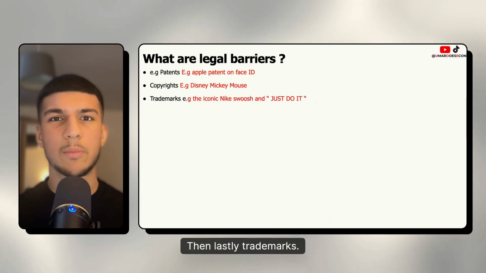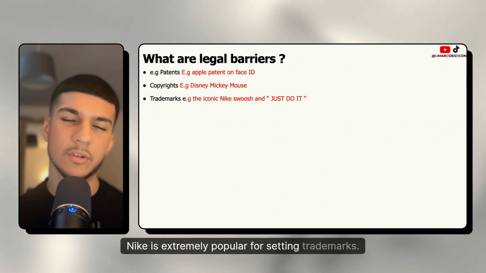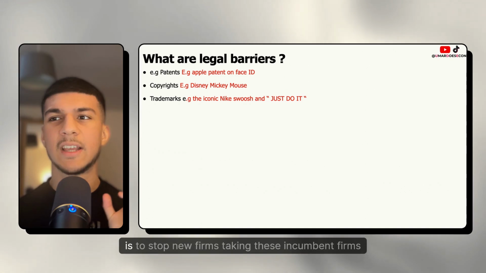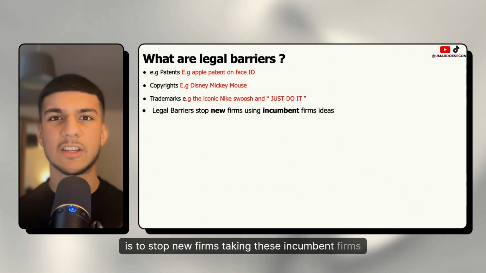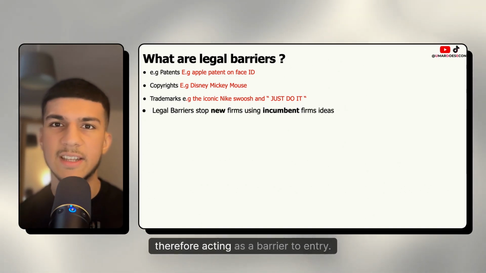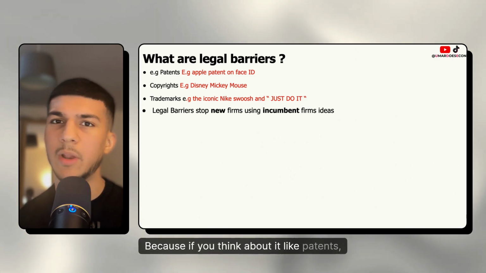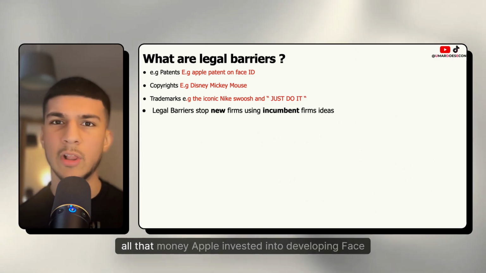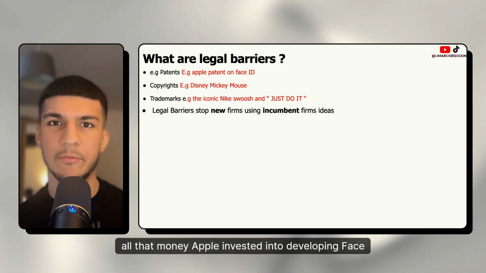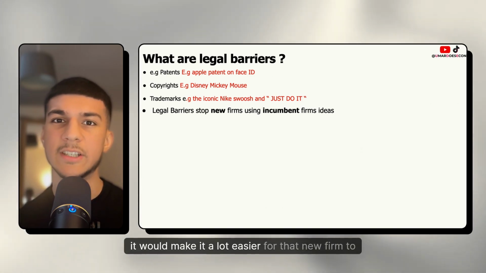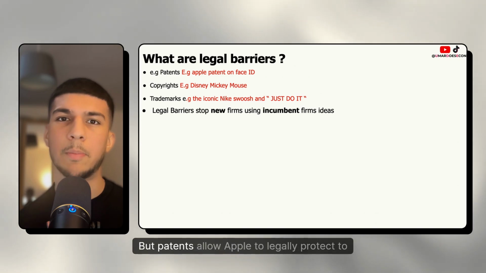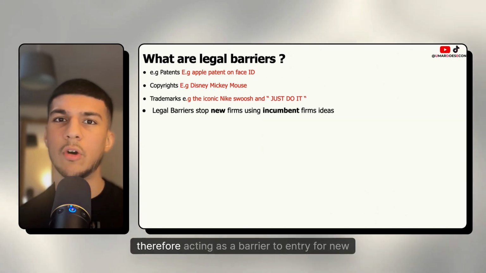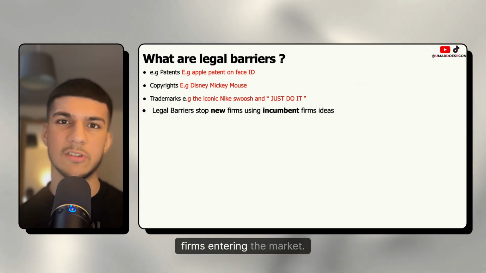Then lastly, trademarks. Nike is extremely popular for setting trademarks. And overall, the entire point of these legal barriers is to stop new firms taking these incumbent firms' ideas, therefore acting as a barrier to entry. Because if you think about it like patents, if a new firm could just steal all that time and money Apple invested into developing Face ID, it would make it a lot easier for that new firm to enter the market. But patents allow Apple to legally protect, to legally keep that almost secret, therefore acting as a barrier to entry for new firms entering the market.